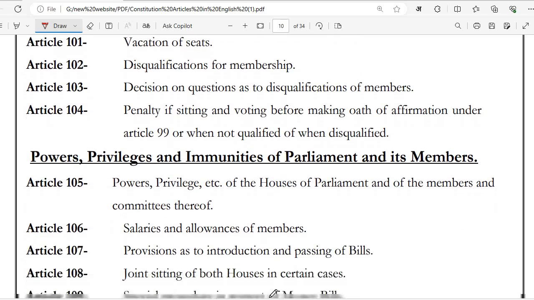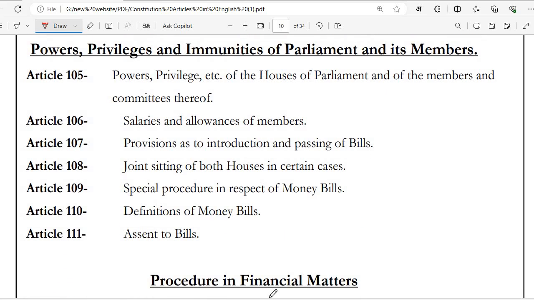Okay. And then Article 105, powers and privileges of the Houses of Parliament, salary and allowances of members, provisions including the passing of bills. Okay. Article 108, very important, joint sitting of both Houses in certain cases. So if there is any disagreement between Lok Sabha and Rajya Sabha, generally over ordinary bills, there may be a joint sitting under Article 108.